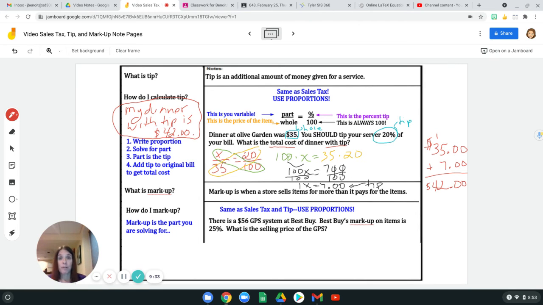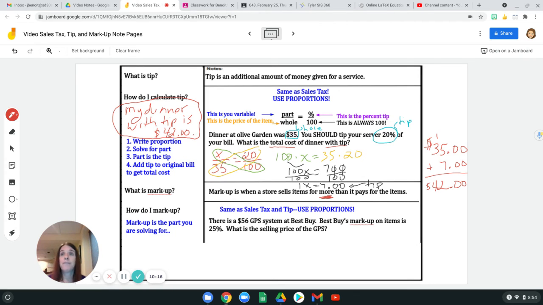This one you might not have heard of before, but this is how stores keep themselves in business. So markup is when a store sells items for more than it pays for the items. So the store gets a bulk set of whatever it is, and then they'll mark that price up so they can make money off of what they bought it for. All right, we're still going to use the proportions. The part will be your variable. The price of the item will still be your whole. The percent will be your percent markup, what that store is charging. And then 100 goes under that percent.